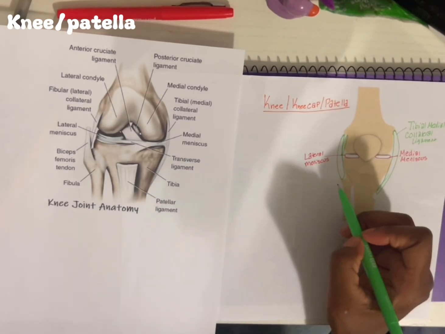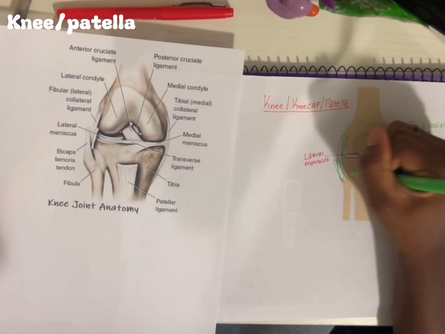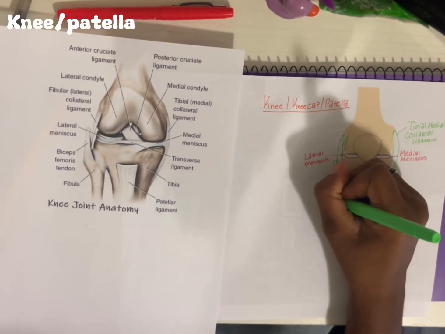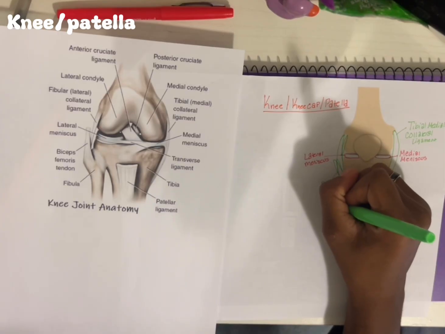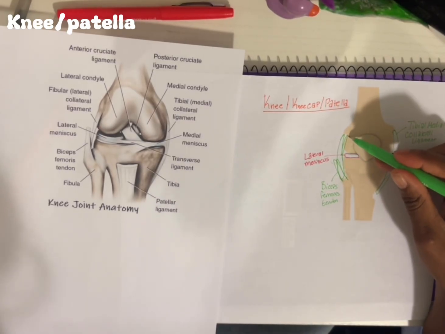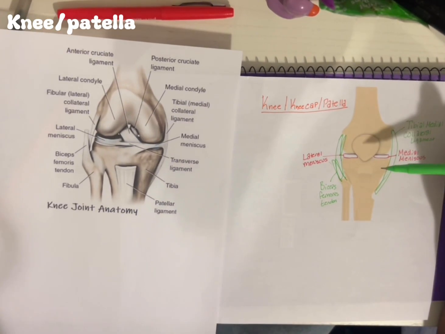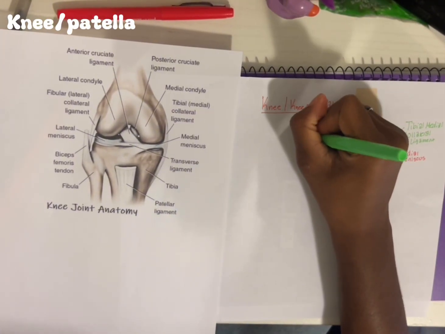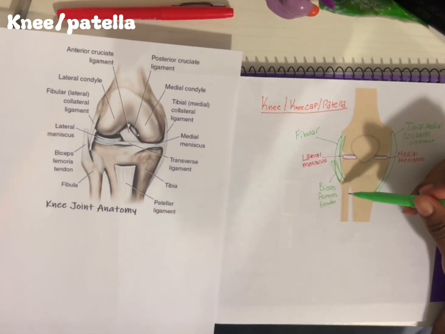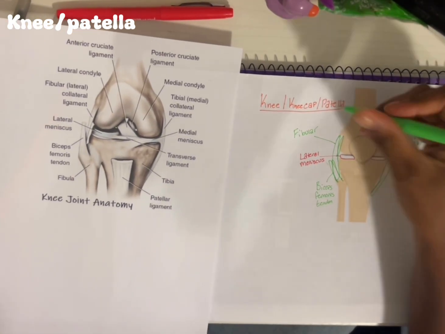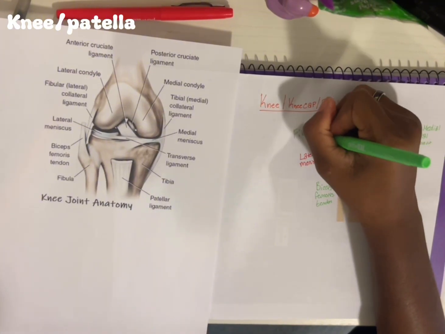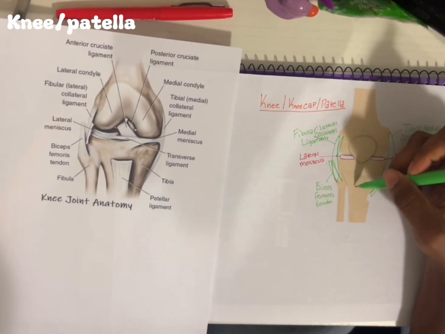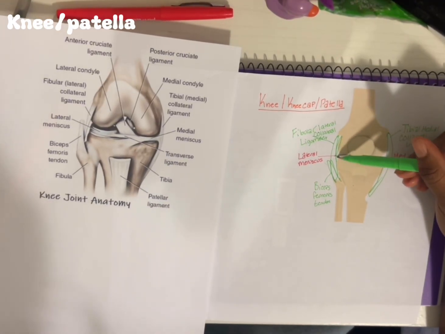On the other side, we have one going up here, and this one that's just sticking out is your biceps femoris tendon. Then this one that comes up here and attaches to the bone is your other collateral ligament, the fibular lateral collateral ligament. It's fibular because it's attached to the fibula, which is on the outside, the lateral side. Since the fibula is lateral, it's the fibular lateral collateral ligament, because again it's attaching the bone up here to the bone down here through this little ligament.